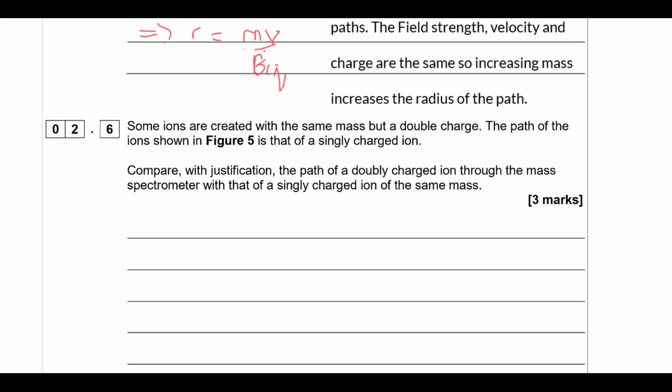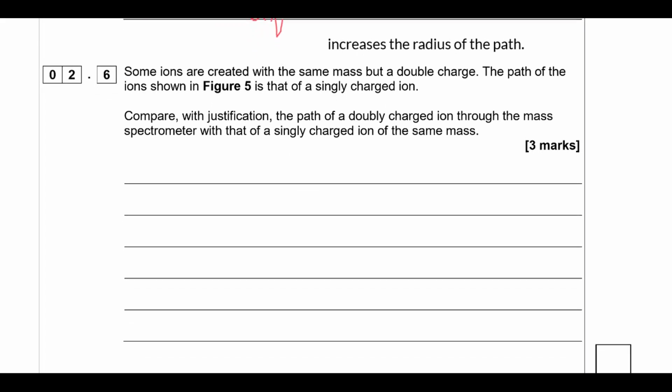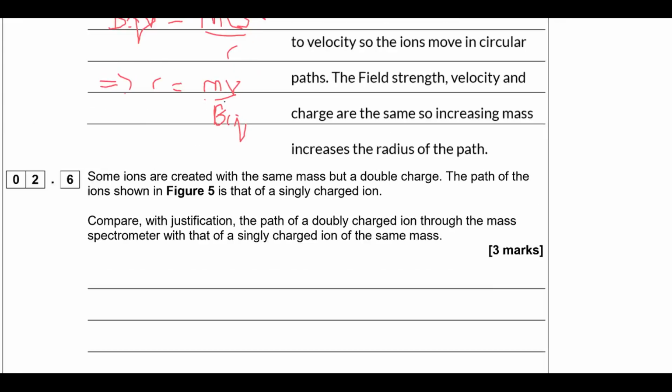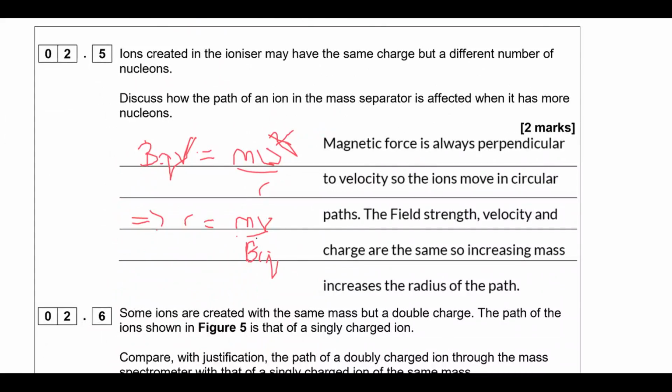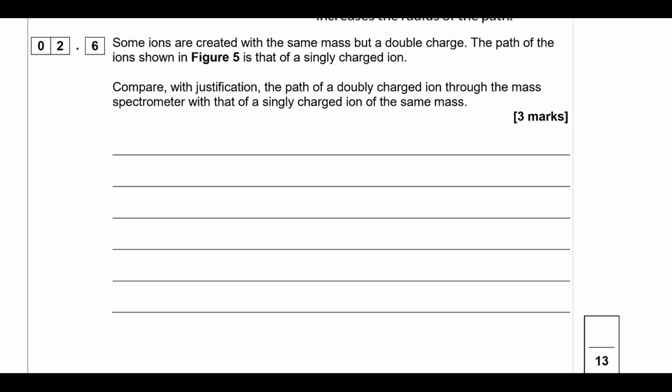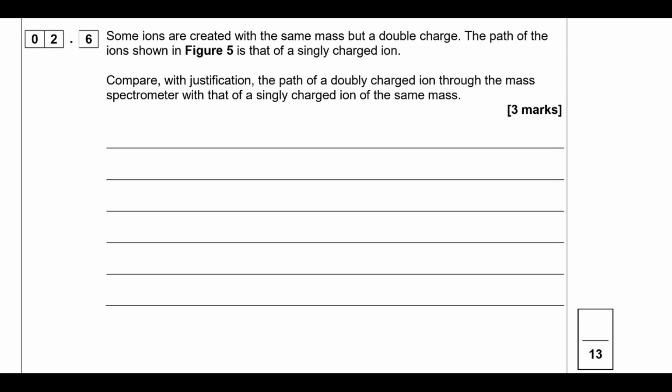Okay, so some ions are created with the same mass but double the charge. The path of the ion shown in figure 5 is that of a singly charged ion. Compare with justification the path of a doubly charged ion through the mass spectrometer to a singly charged one. So basically, what happens if we double the charge?